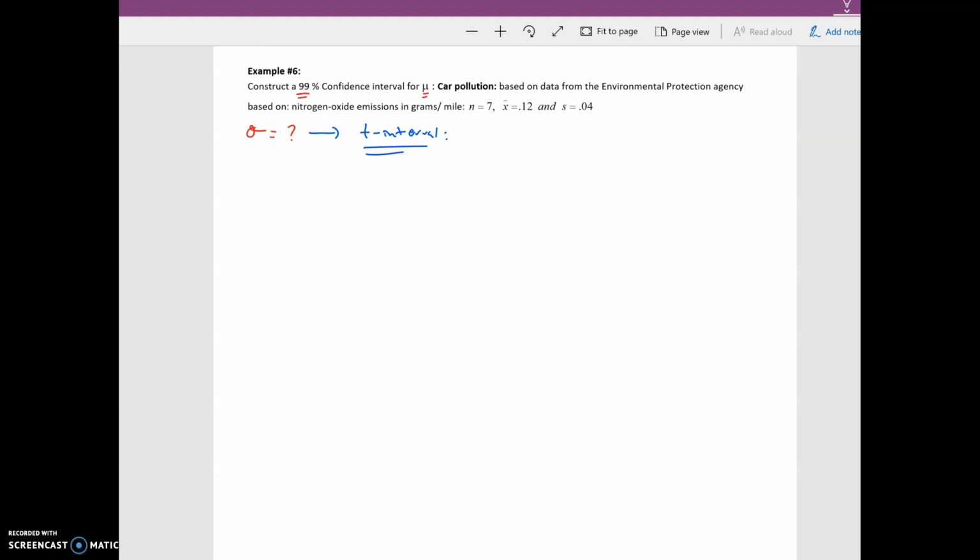Now, let's do it the long way just so that you guys have another example, and we'll incorporate actual code to find the critical value. So the first portion that we're going to do here is the actual critical value.